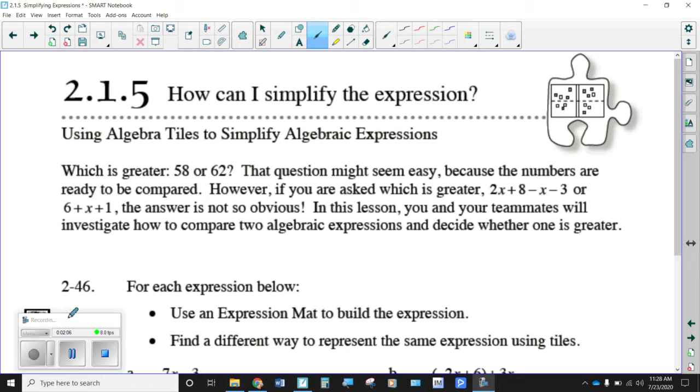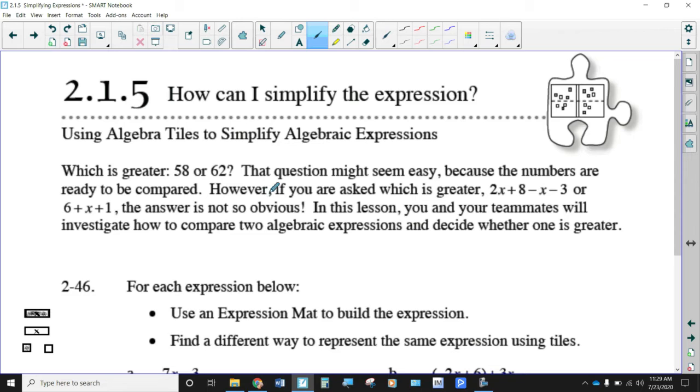So which is greater, 58 or 62? That question might seem easy because the numbers are ready to be compared, right? We know how much 58 is. We know how much 62 is. We know that on the number line, 58 comes before 62. So 62 has to be the greater of these two numbers, correct?